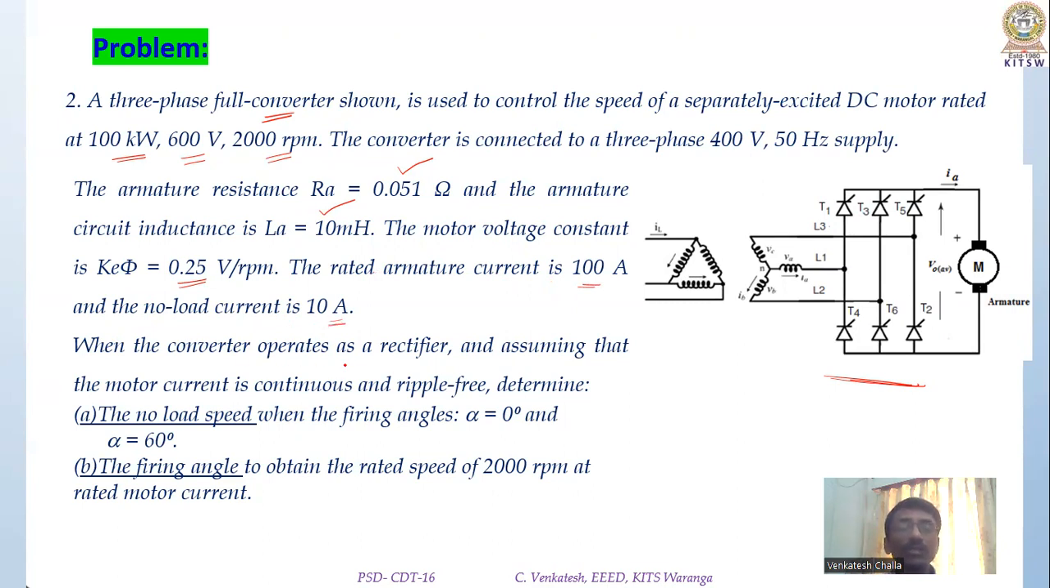When the converter operates as a rectifier, and assuming that the motor current is continuous and ripple free, determine A, the no load speed when the firing angle alpha is 0 degrees and 60 degrees. So we have to find two speeds. At no load condition, if the converter is operated at 0 degrees, what is the speed? If the converter is operated at 60 degrees, what is the speed? Then B, the firing angle to obtain the rated speed of 2000 RPM at rated motor current.